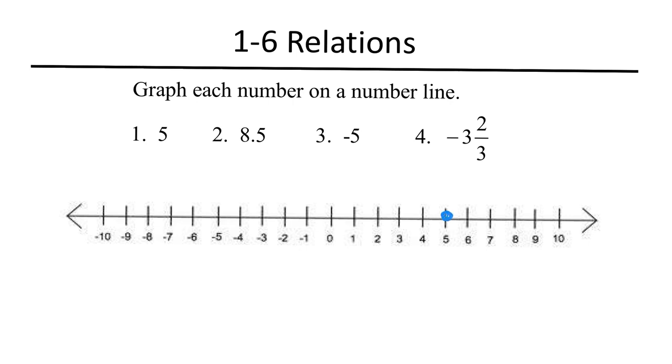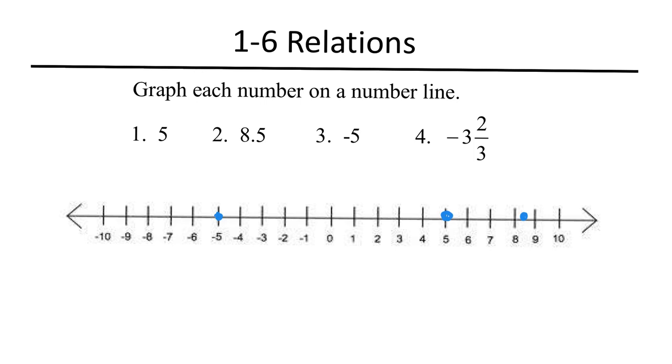The second number I want to show is a decimal, and the decimal is 8.5. So from the 0, I'm going to go to the positive 8, and I'm going to go to the 0.5, which is right in between the 8 and the 9. Now the next one is a negative number. So from that 0, I'm going to go to the left side to the negative 5, and I just count the steps, or you can look for that number, negative 5, and it's going to be right here.